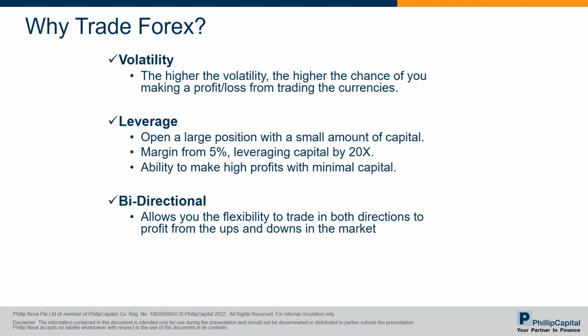And thirdly, you are able to go bi-directional with forex trading. It allows you the flexibility to trade in both directions to profit from the ups and downs in the market. Let's say today, with Euro USD, this currency pair, you can either buy it, or you can sell it if you think the currency pair is going down. So forex trading offers you this kind of flexibility. And lastly, it is also good that you can enjoy high liquidity, in the sense that you are able to buy and sell anytime during the market.